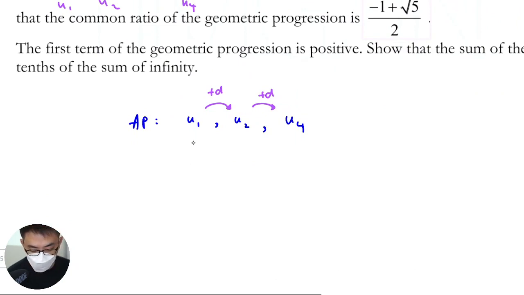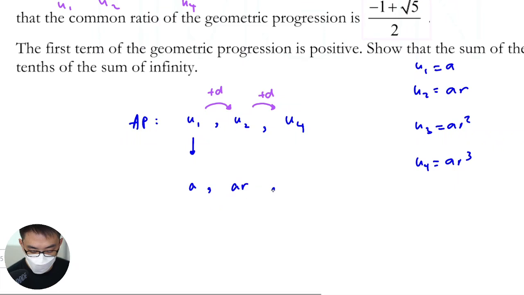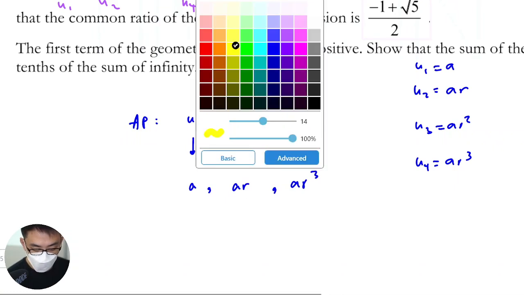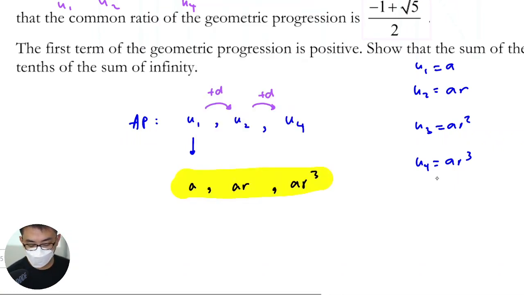We just let U1 be A, because this is a GP. U2 is of course A times R. U3 is AR squared. U4 is AR cubed. So the first term is A, the second is AR, and the fourth term is AR cubed. Once you get that, you realize this is actually an AP, because you just take terms out from the GP. So it's told to you.